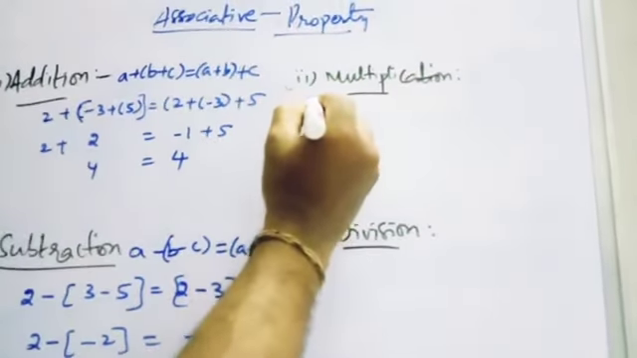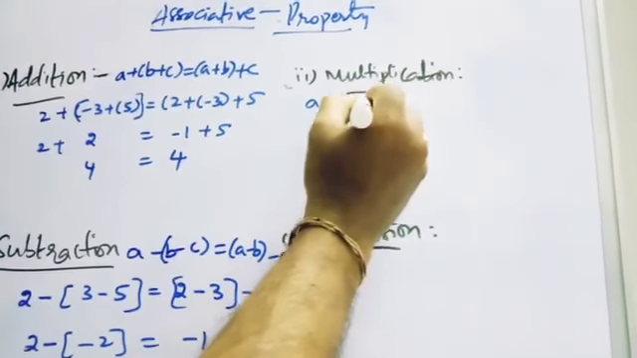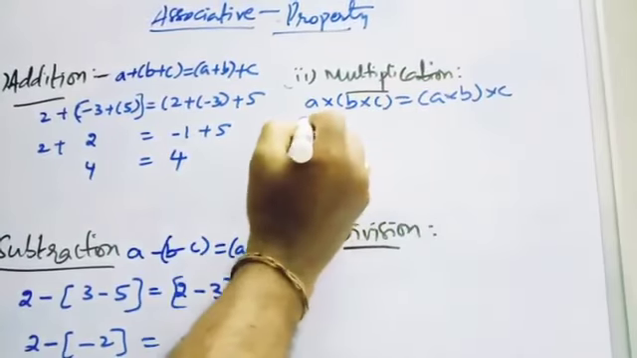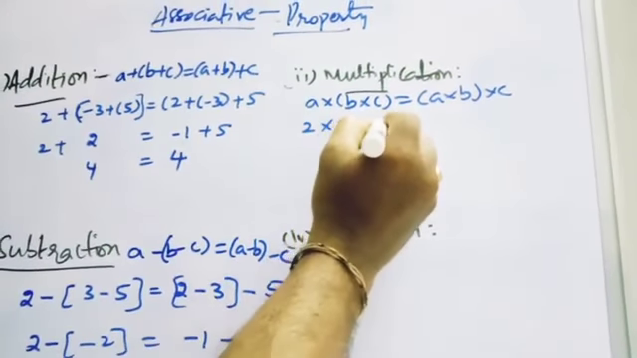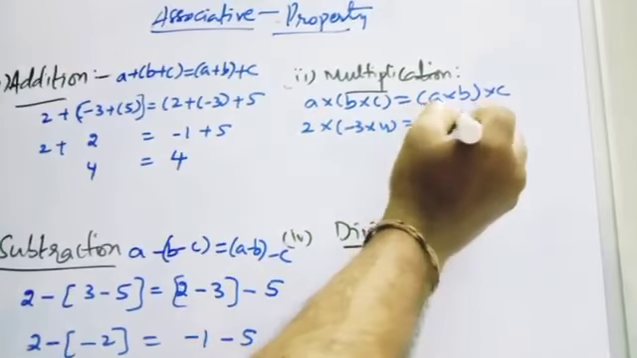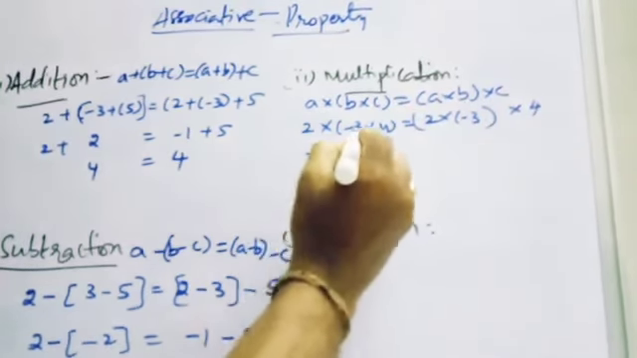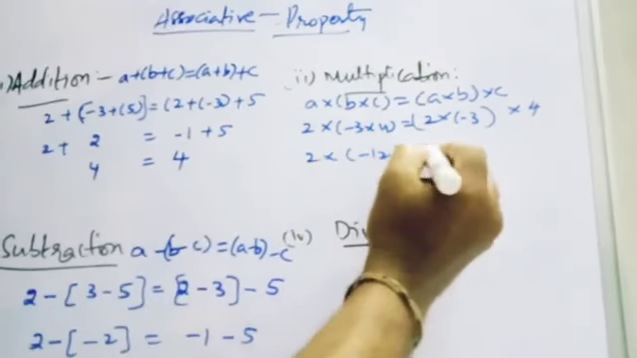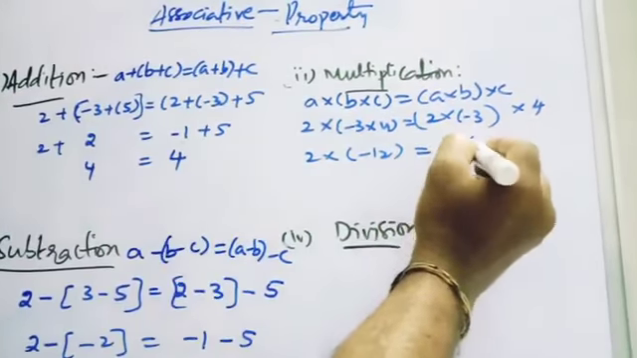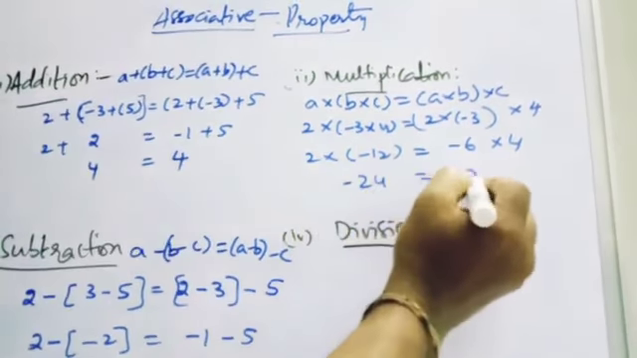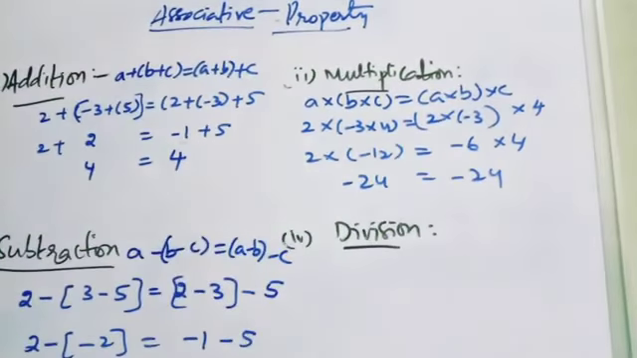Next we will go with multiplication. Here we are taking one example, a × (b × c) which gives (a × b) × c. We can take 2 × (-3 × 4) and (2 × -3) × 4. On the left side, -3 times 4 is -12, and 2 times -12 is -24. On the right side, 2 times -3 is -6, and -6 times 4 is -24.